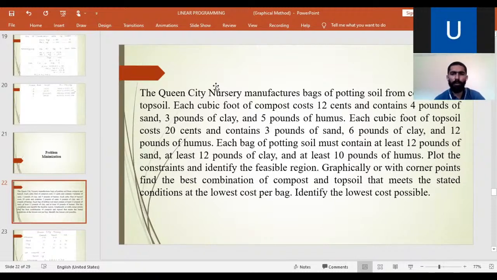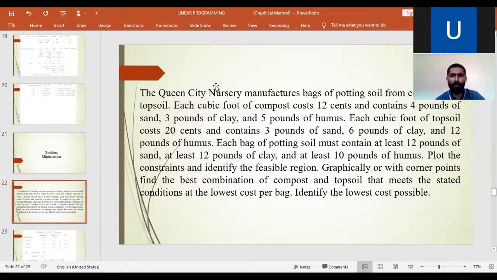Each bag of potting soil must contain at least 12 pounds of sand, at least 12 pounds of clay, and at least 10 pounds of humus. Plot the constraints and identify the feasible region graphically or with corner points. Find the best combination of compost and soil that meets the stated conditions at the lowest cost per bag. Identify the lowest cost. Here we will follow this process.